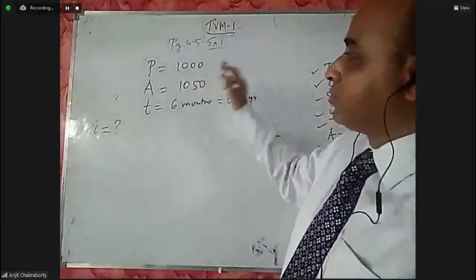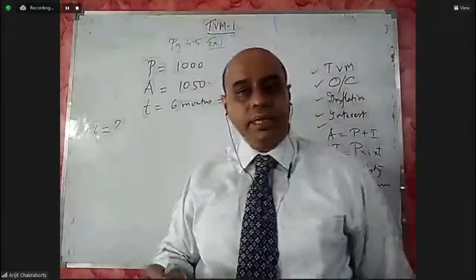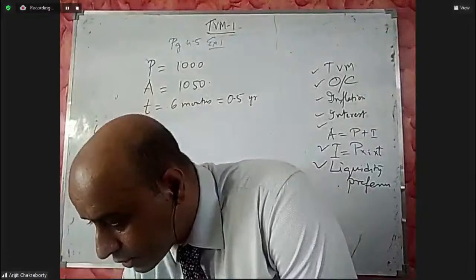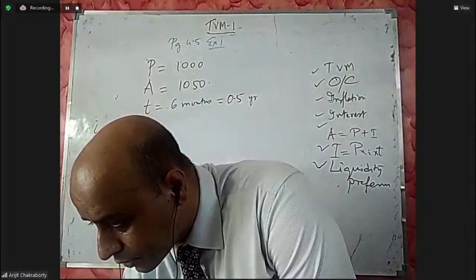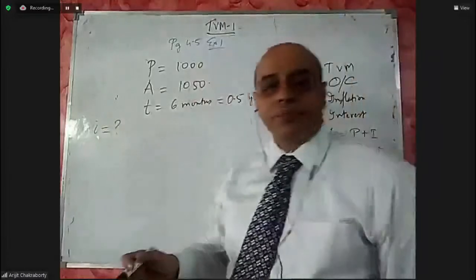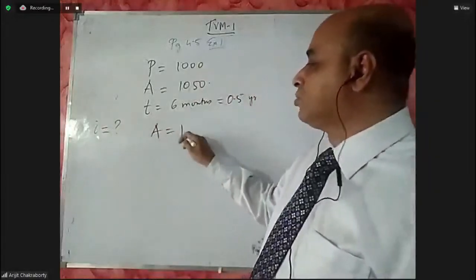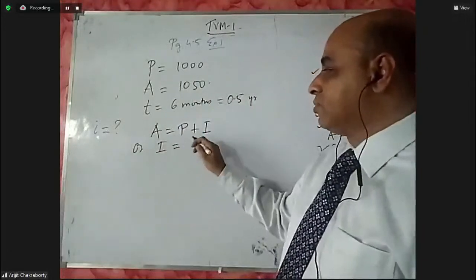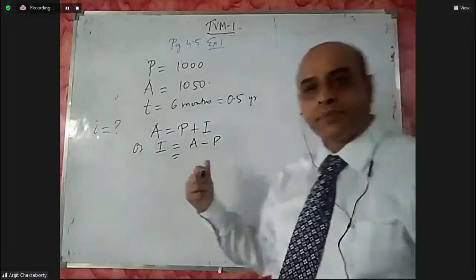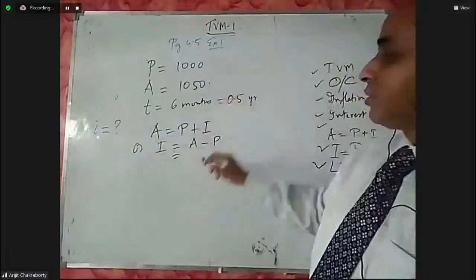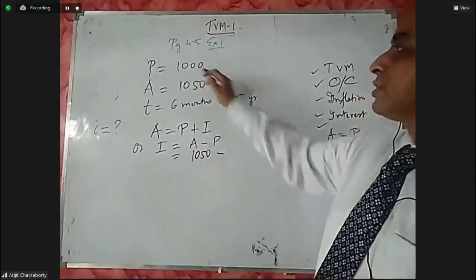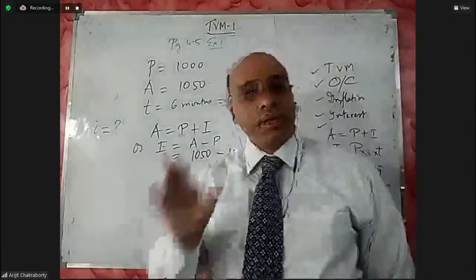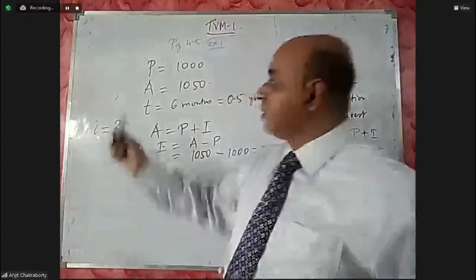Now from here you can see the amount is 1050 and the principal is 1000. So you know the formula, amount is equal to principal plus interest. Or I can write interest is equal to amount minus principal. Amount is 1050 minus principal is 1000. So interest is 50 rupees. The interest amount is 50 rupees, but we have to find the rate of interest.